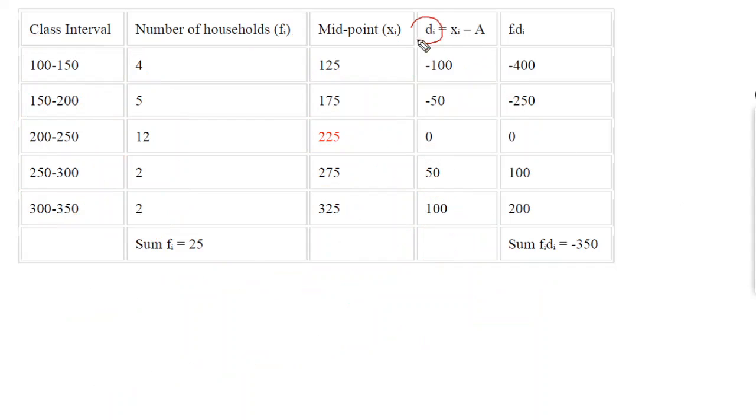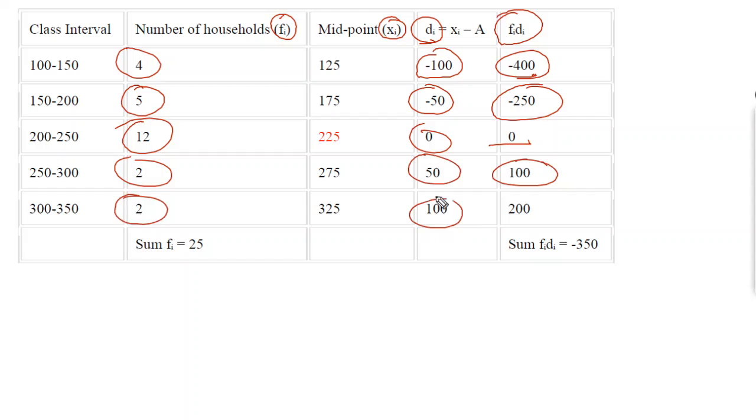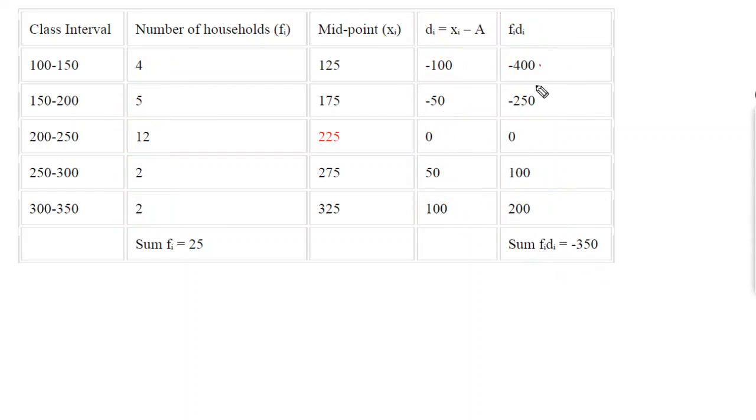Now you have di, you have xi, you have fi. What you have to find is fi di. So fi di: 4 into minus 100 equals minus 400. 5 into minus 50 equals minus 250. 12 into 0 is 0. 2 into 50 is 100. 2 into 100 is 200. Then we have to find the sum of fi di. So minus 400 minus 250 plus 100 plus 200 equals minus 350, which is your sum of fi di.